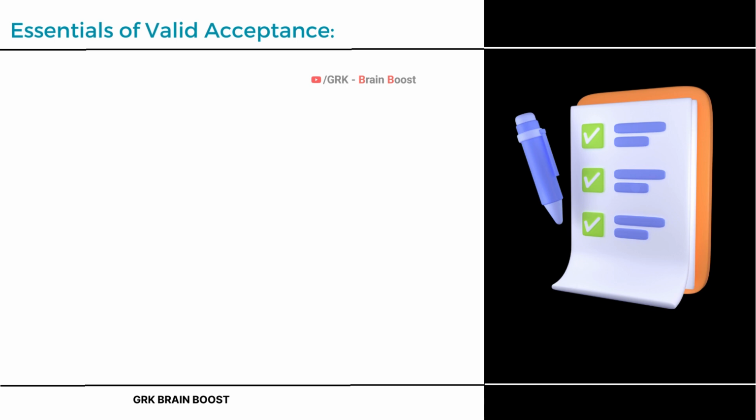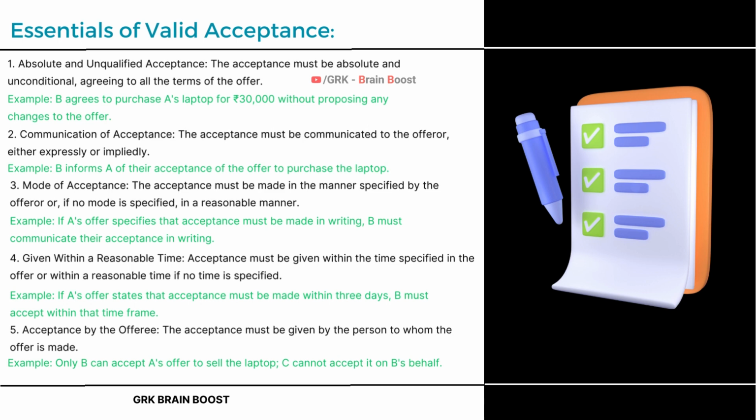Now, essentials of valid acceptance. It should be absolute and unqualified acceptance. Acceptance must be absolute and unconditional, agreeing to all the terms of the offer. For example, B agrees to purchase A's laptop for 30,000 without proposing any changes to the offer.